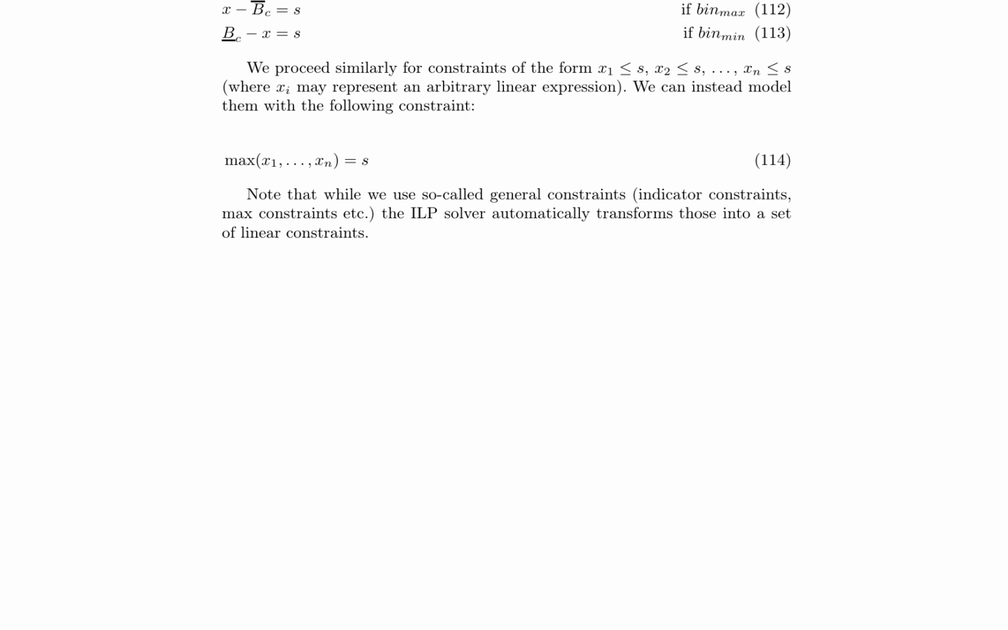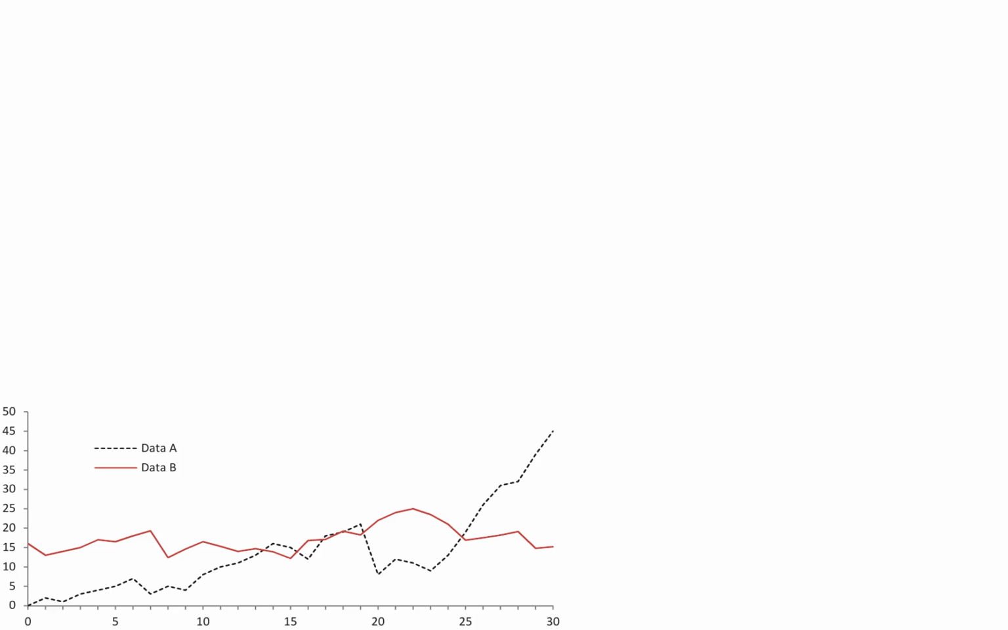To mitigate the issue of suboptimal objective values, they propose adding binary indicators to specify which constraint to use based on the current assignments. These indicators, binmax and binmin, are used to add constraints 112 and 113. The authors further extend this approach to handle constraints of the form x1 is less than or equal to s, x2 is less than or equal to s, xn is less than or equal to s, where xi may represent an arbitrary linear expression. They propose modeling these constraints using the max constraint, 114, which the ILP solver can automatically transform into a set of linear constraints. The use of general constraints, such as indicator constraints and max constraints, allows for a more flexible and accurate modeling of the timetabling problem.